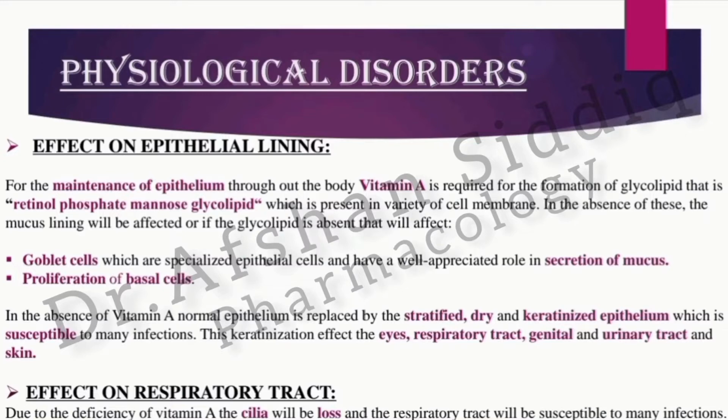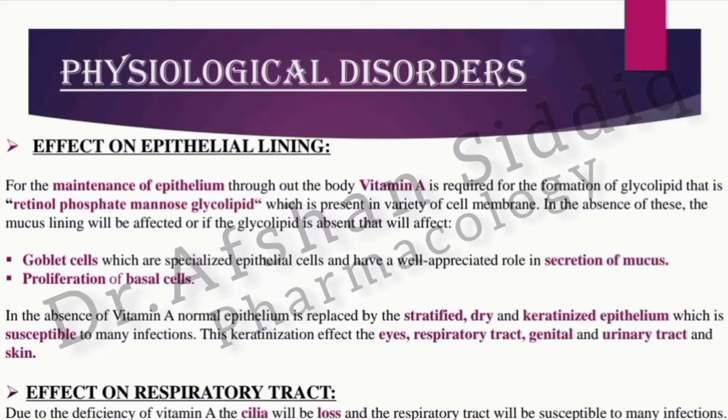In the absence of vitamin A, the mucous lining will be affected, and if the glycolipid is absent, that will affect the goblet cells and the proliferation of cells. So mucus secretions will be minimized. In the absence of vitamin A, what will happen to the normal epithelium? The normal epithelium will be replaced by a stratified, dry and keratinized epithelium.